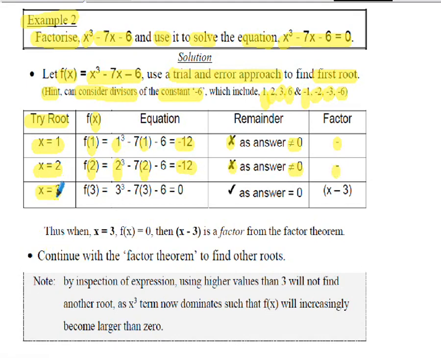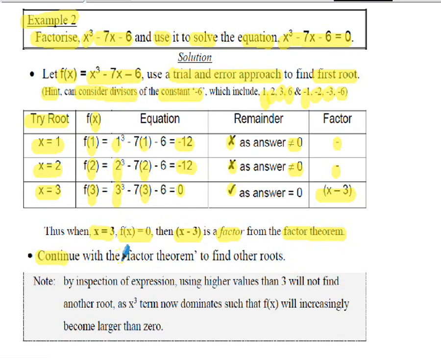Let's try x is equal to 3. Put the value of 3 for x in the function of x equation, we get 3 cubed, minus 7 multiplied by 3, minus 6. That does equal 0, so we have found a root, so therefore we have a factor. Notice the factor now is x minus 3. So for a root of x equal to positive 3, the factor is x minus 3. So x equal to 3 produces a function of x equal to 0, so the x minus 3 is a factor from our factor theorem method.